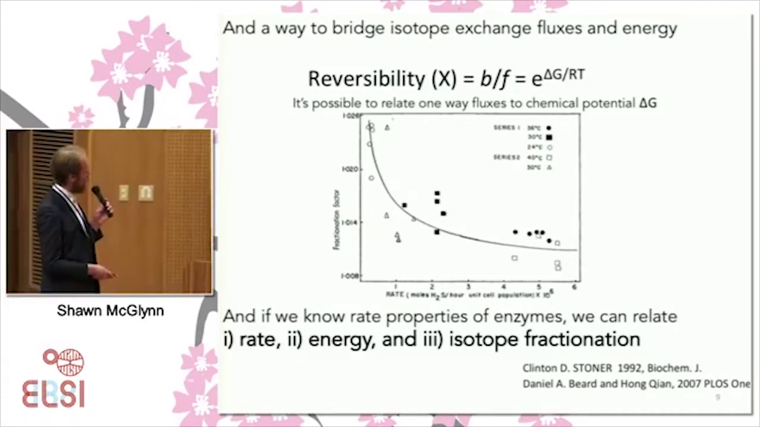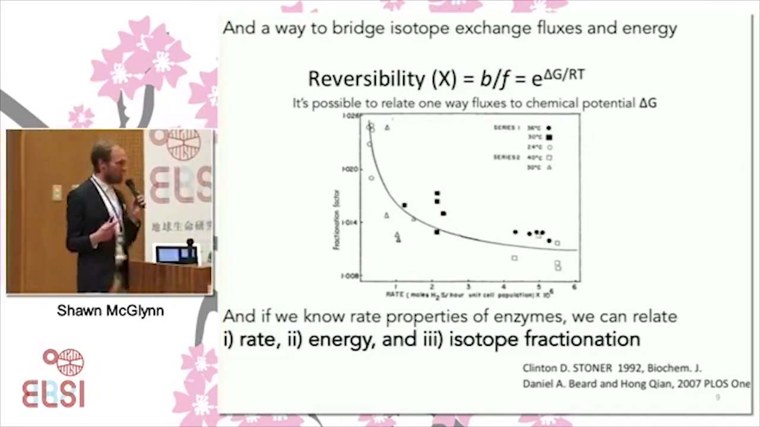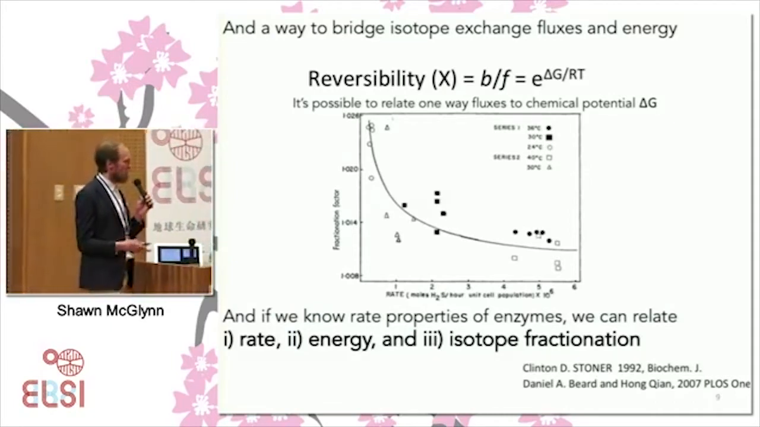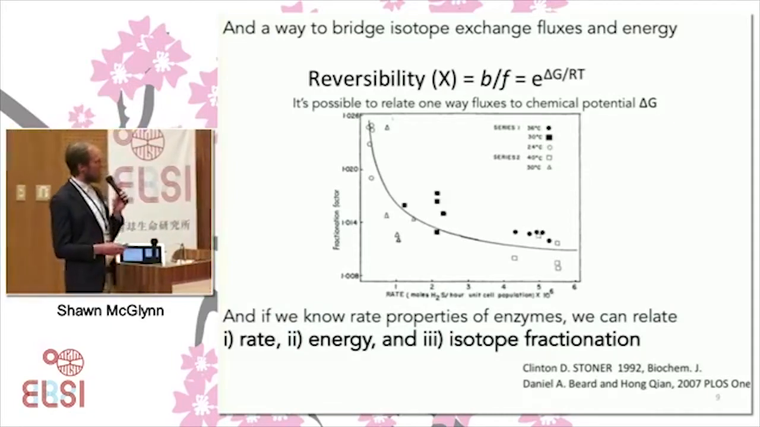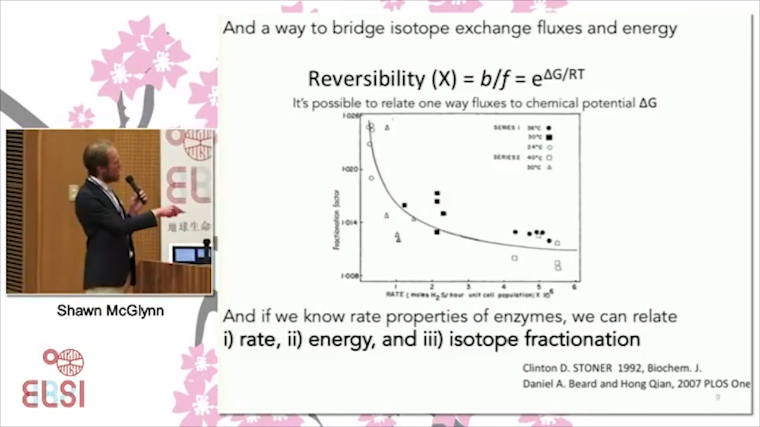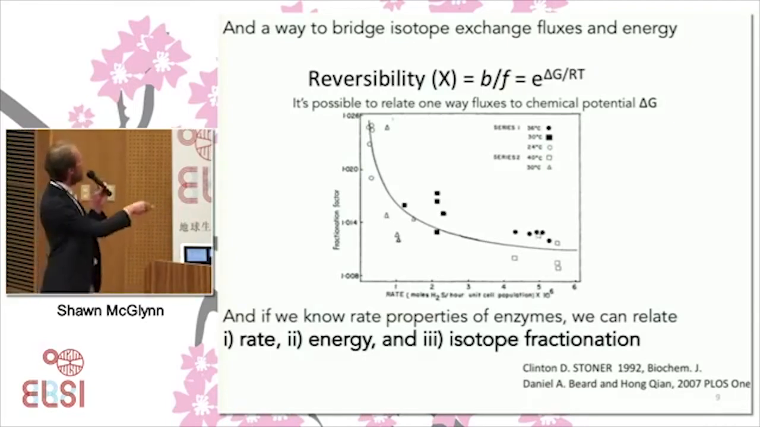And that breakthrough was accomplished in a model that related the rate of the process, the energy of the process, and knowledge of the fractionation factors of these enzymes, or the inferred fractionation factors of these enzymes. And really, this is coming out of some work a while ago by Clinton Stoner, which was later on followed up by Dan Beard and Hong Kim. I don't know how to say that name. I shouldn't try. Sorry.